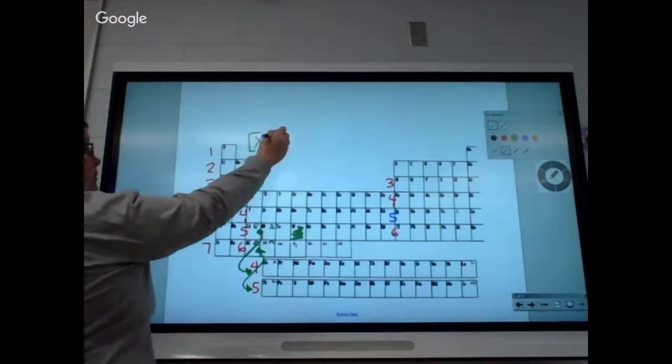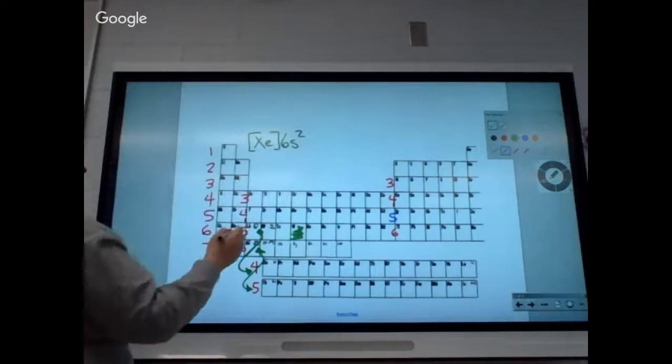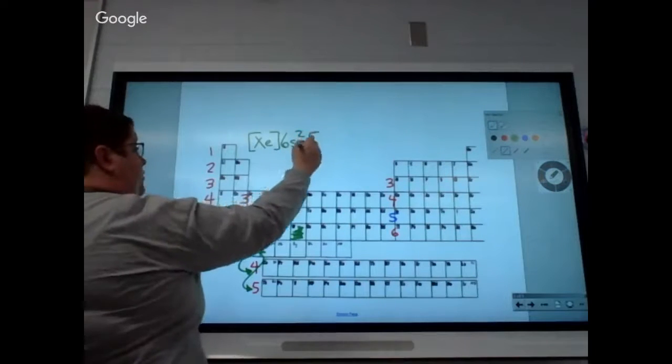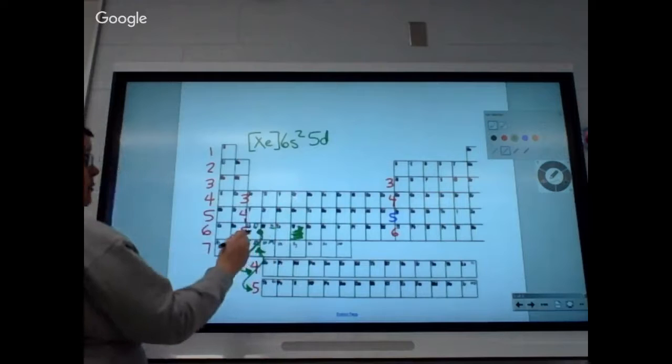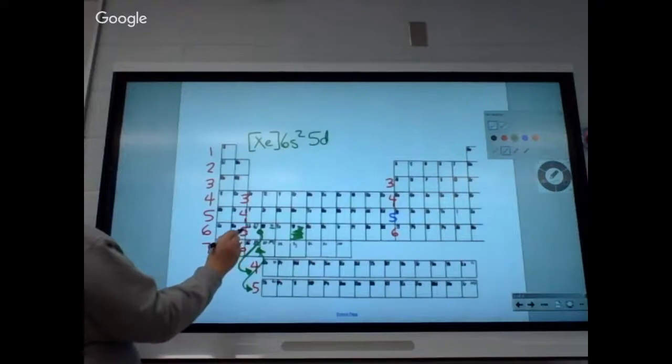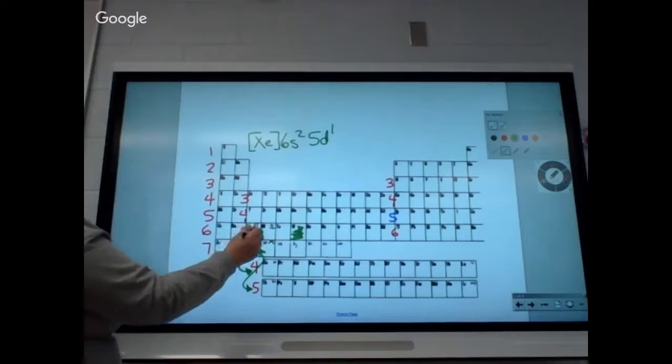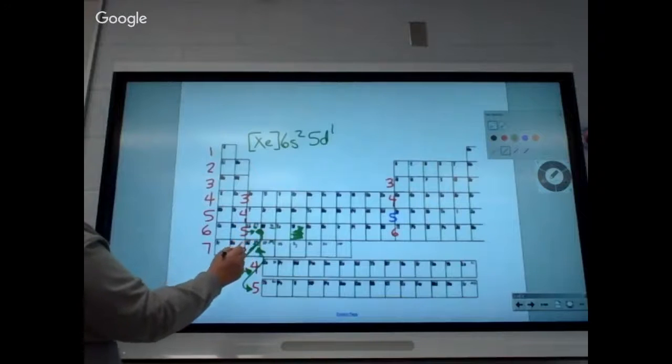6s. How many? Okay. 5, what block? And how many do I go across? 3, 4, 1.5. 1 point. 1. And then I hit what? 5d1, and I do what?